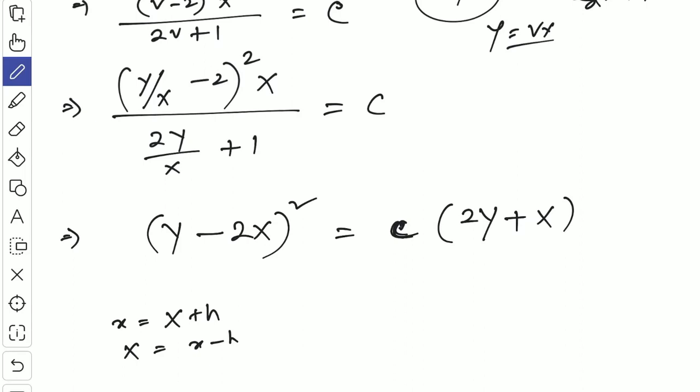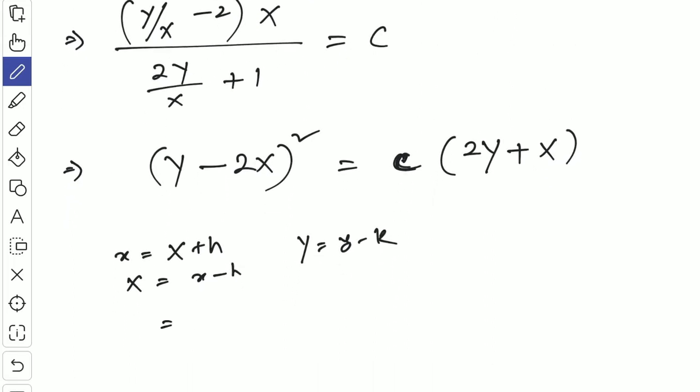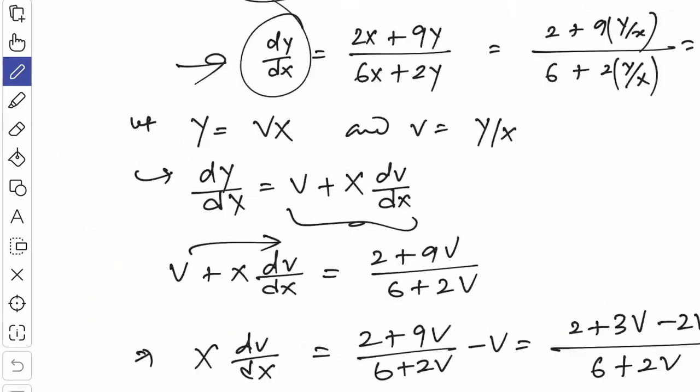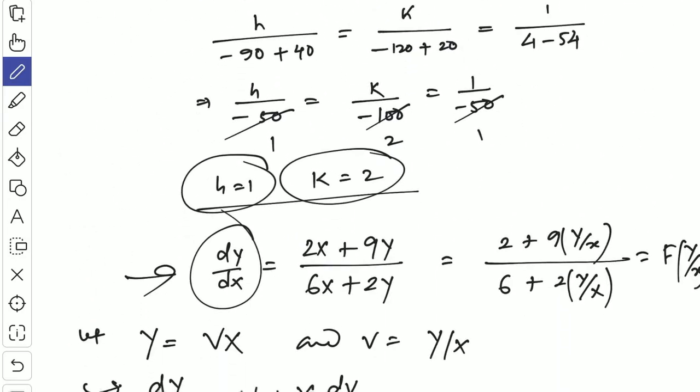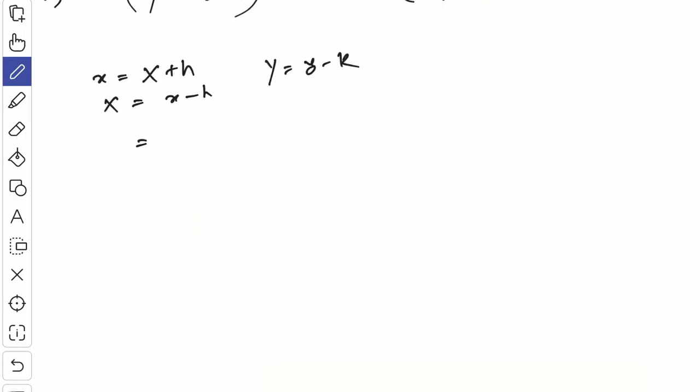So similarly, capital Y can be replaced by small y minus k, isn't it? And we have got the value of h and k that we have already evaluated. So what were those values? Let me show you. h is equal to 1, k is equal to 2. So let me scroll down the page. So capital X should be replaced by small x minus 1, and capital Y should be replaced by small y minus 2.